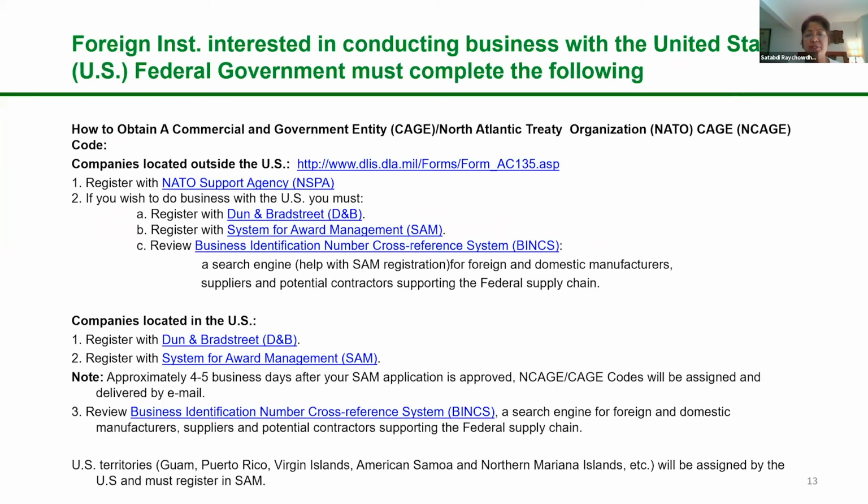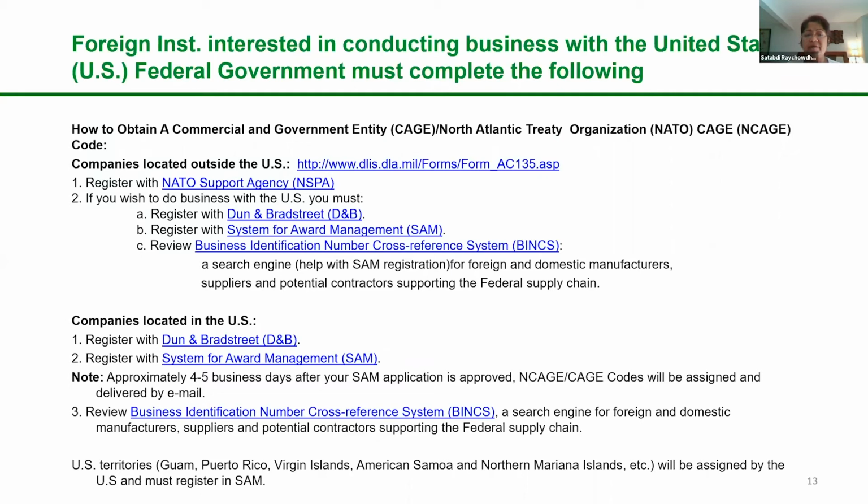So for foreign institutions, there are registrations that are required before you can even start the application process. First, you need a Dun & Bradstreet number, and you have to register with Dun & Bradstreet. Once you get that number, you will be able to register in SAM, the System for Award Management. With the Dun & Bradstreet number, you can have the SAM.gov registration done. And once you get these two things in place, then you can move ahead with your application.